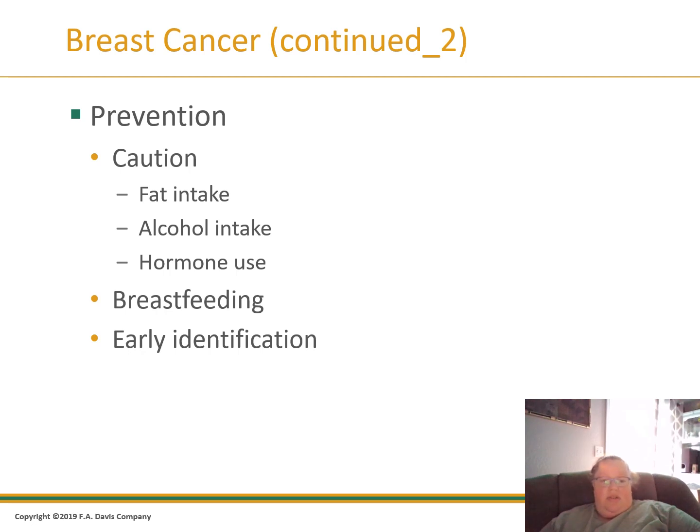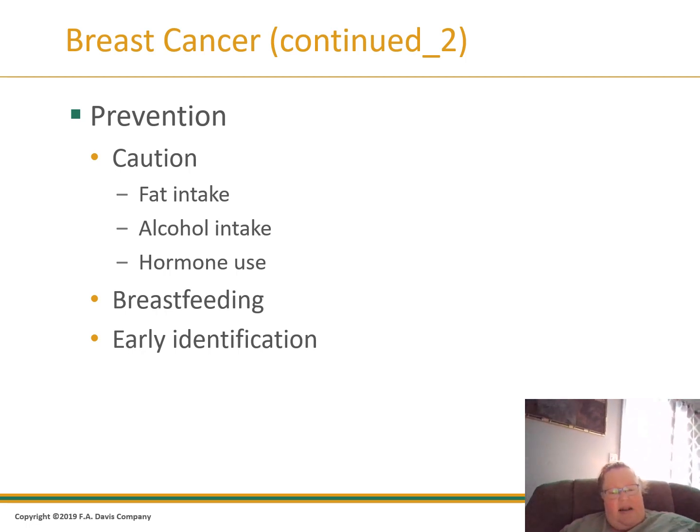Prevention. So we want to be careful about our fat intake, alcohol intake, and hormone use. Here's the thing though, contraception is hormone use as well. They don't really talk about that as being part of it, like the hormone replacement therapy that's taken after menopause. I think that is much more connected to breast cancer than contraception, but it's still hormone use. So breastfeeding is also a good way to help prevent it, and early identification.